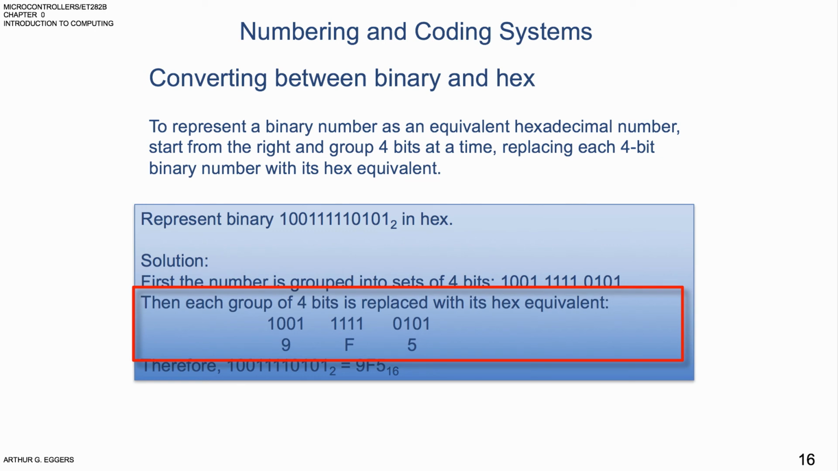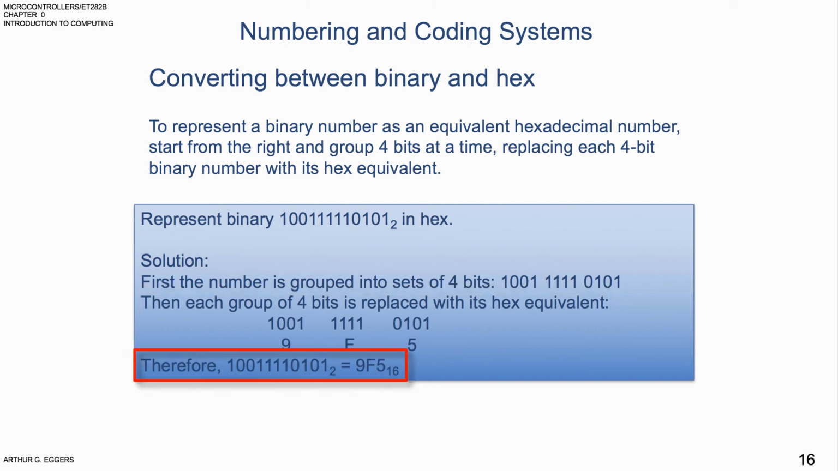with the hex equivalent. So 1 0 0 1, well, if we look back at our table, 1 0 0 1 represents the hex number 9. Again, like we said before, 1 1 1 1, the hex number F, and then 0 1 0 1, the hex number 5. So very quickly we were able to convert this number from a binary long string number to a very simple hex number, 9F5 base 16.